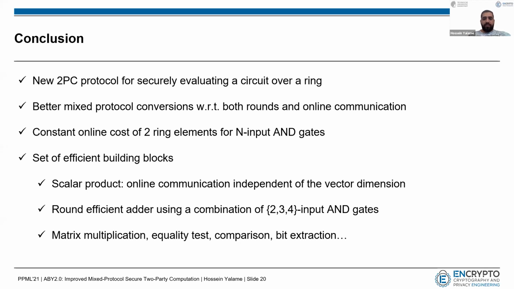And that's, for the first time in the literature, for n-input AND gates, you just need 2 elements. And also we provide efficient building blocks, especially for PPML scalar product. The online communication is independent of the vector dimension. And also we have a new efficient adder, by combination of 2, 3, 4 input AND gates.